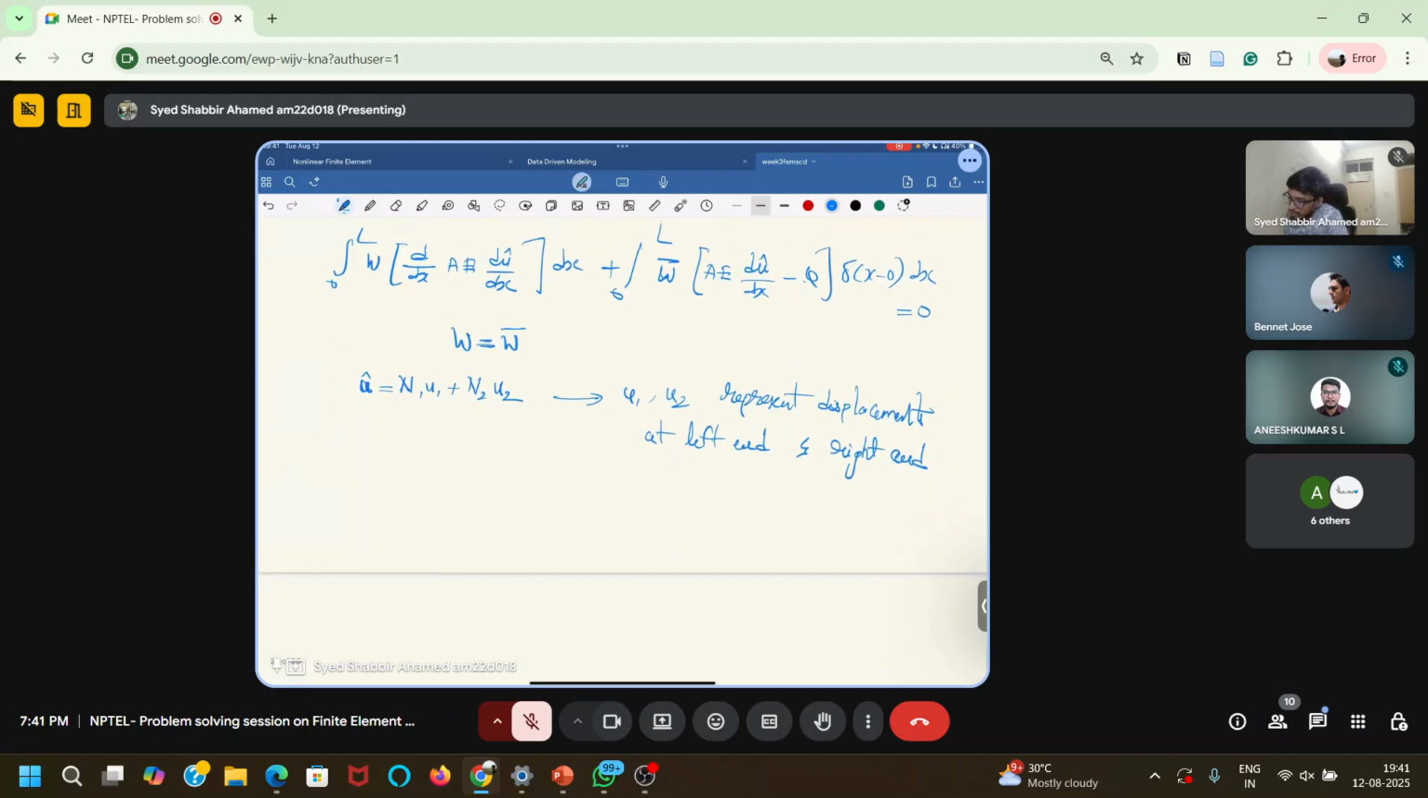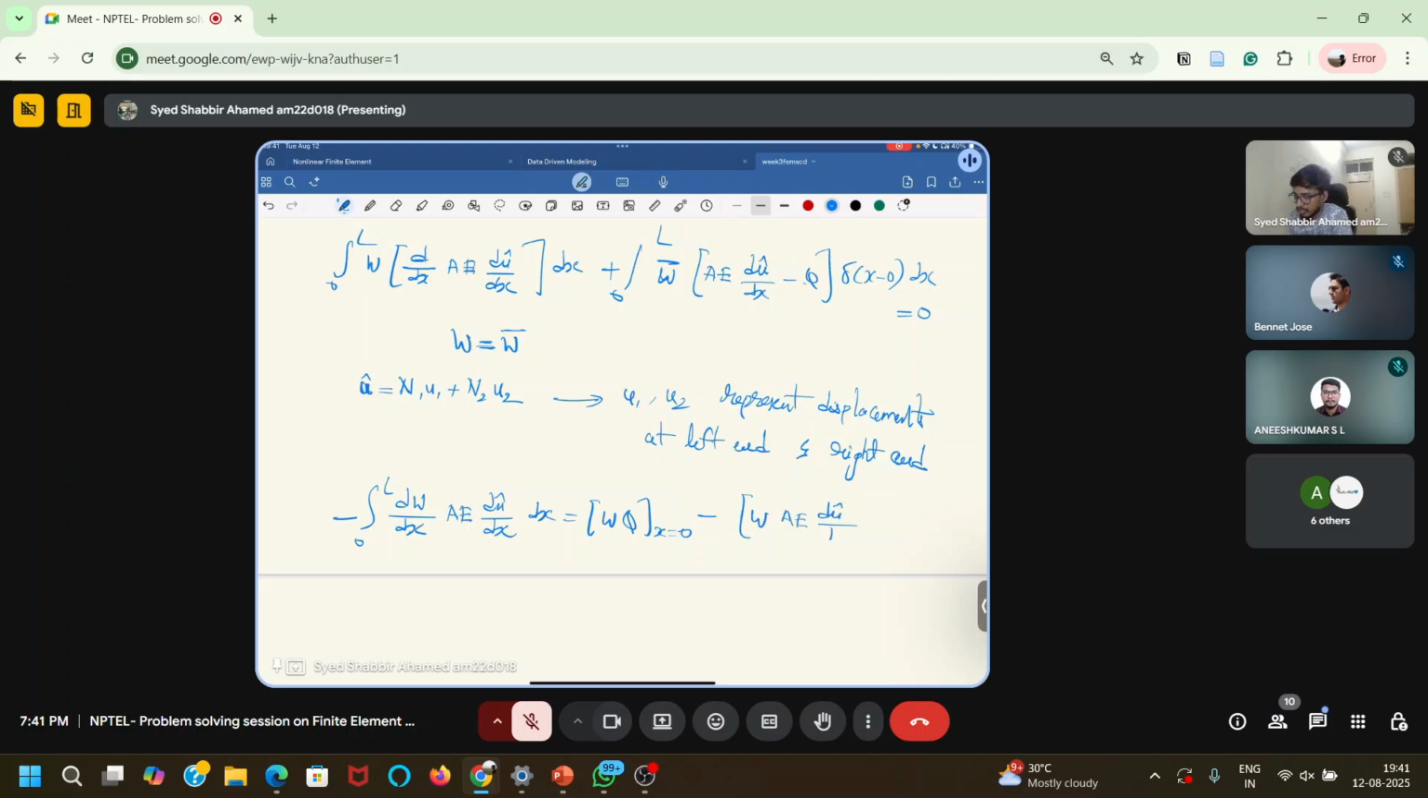So here, if you do the integration by parts, you will get this. Finally, we will get this form. We have already done the integration by parts. So you will get this. Okay. The Q is equals to 0, W into AE into du cap by dx is equals to A.